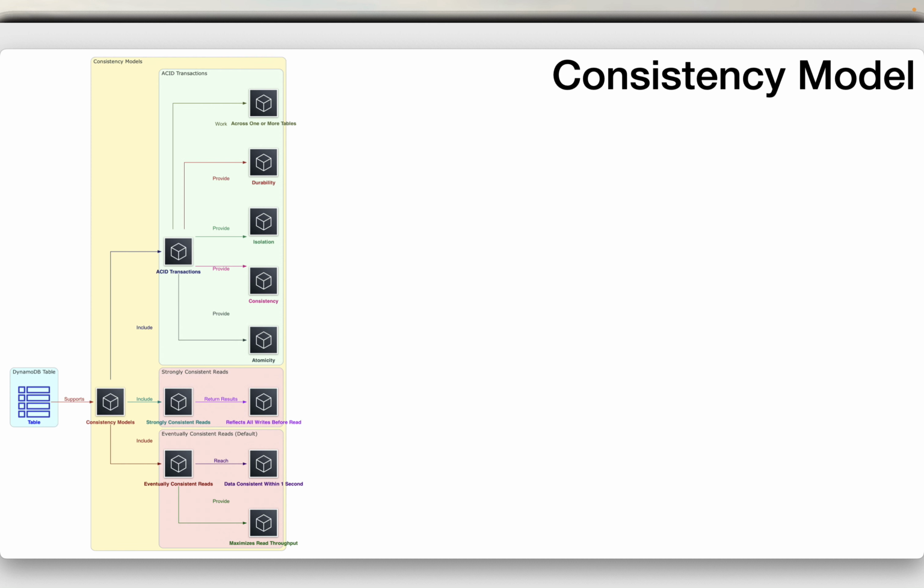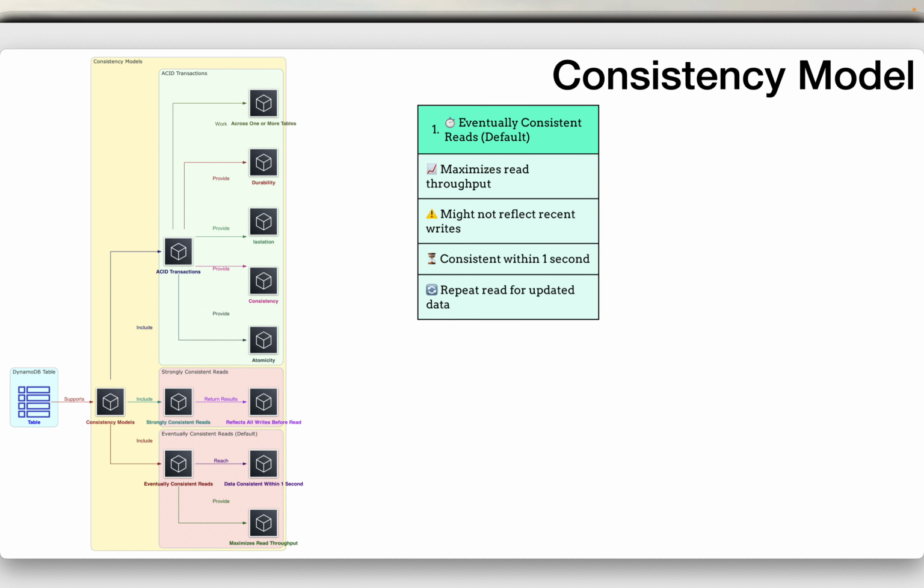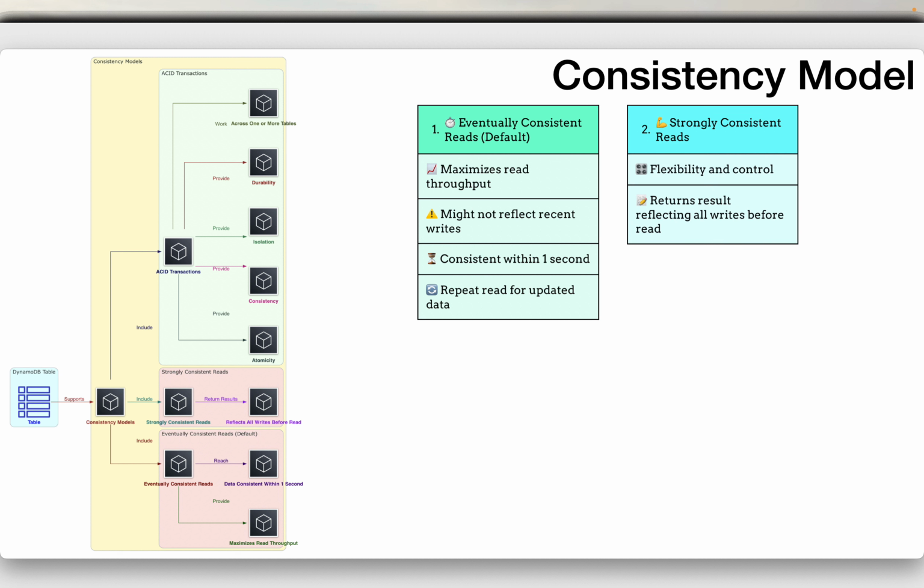Next, we'll see the consistency models. When reading data from DynamoDB, users can specify whether they want the read to be eventually consistent or strongly consistent. So first is eventually consistent reads. This is for reads only, and it is the default. The eventual consistency option maximizes your read throughput. However, an eventually consistent read might not reflect the result of a recently completed write. All copies of the data usually reach consistency within a second, and repeating a read after a short time should return updated data.